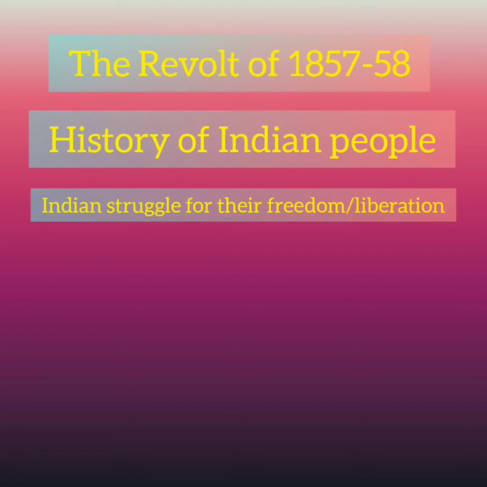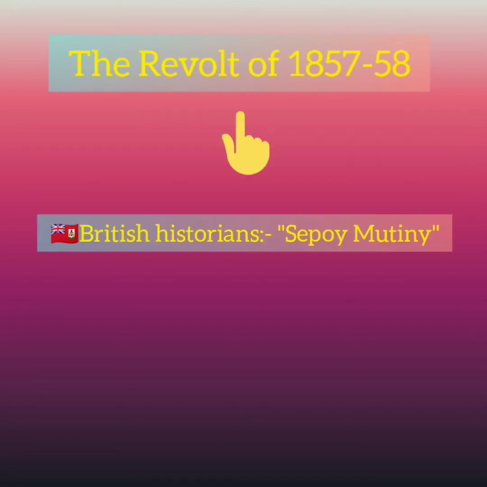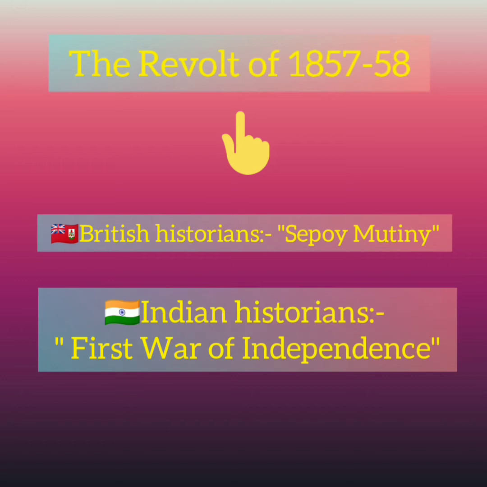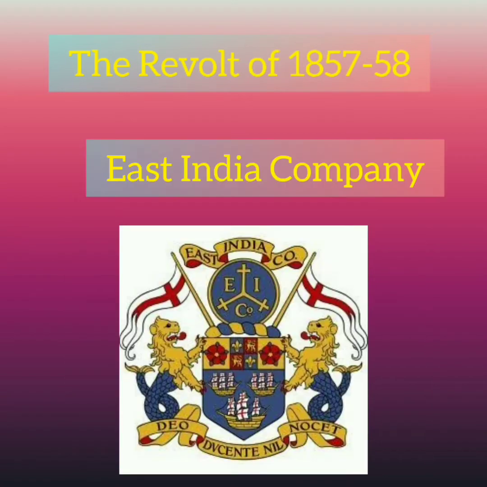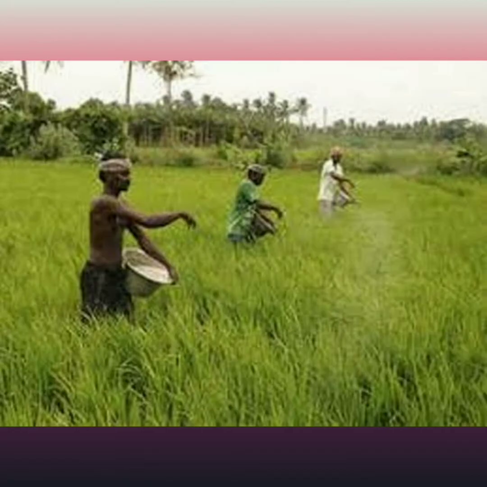The British historians called the revolt of 1857 to 58 as Sepoy Mutiny, and Indian historians called it a first war of independence. And the revolt of 1857 was started by the Indian soldiers who worked for the East India Company, and it soon spread all over the country.